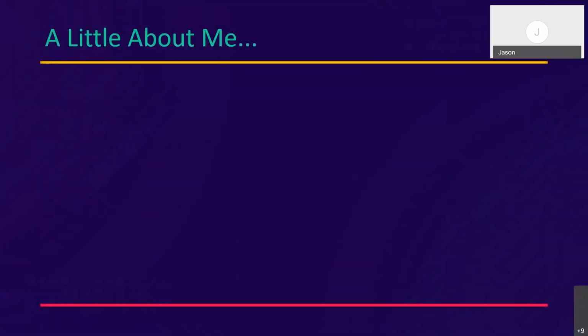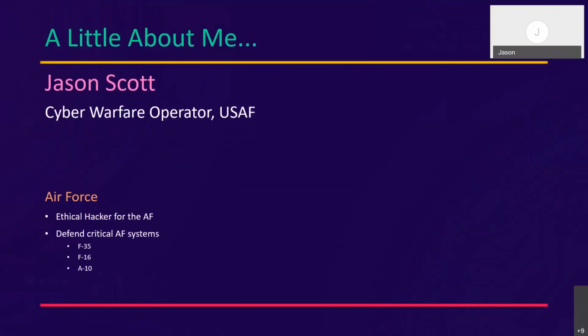So a little bit about me first. As I mentioned, my name is Jason Scott. I am a cyber warfare operator with the United States Air Force. Basically, what that means is I go out and defend Air Force networks and systems. I'm considered an ethical hacker for the Air Force. What that means is basically with permission from the customer, I go out and try to hack their networks so that I can identify anything that's broken or anything that has vulnerabilities and needs to be fixed so that an actual bad guy doesn't come in and compromise the network.